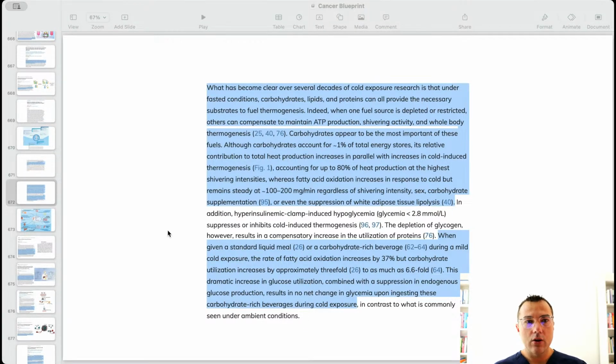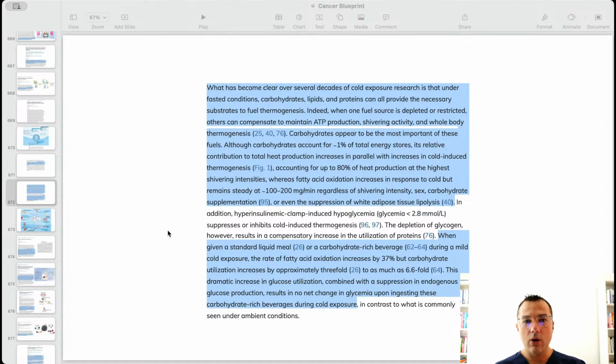It later says that what has become clear over several decades of cold exposure research is that under fasted conditions, carbohydrates, lipids, and proteins can all provide the necessary substrate to fuel thermogenesis. So basically, our healthy cells can use whatever means necessary, carbs, proteins, fats, in order to fuel this cold-induced increase in our metabolism, or thermogenesis.